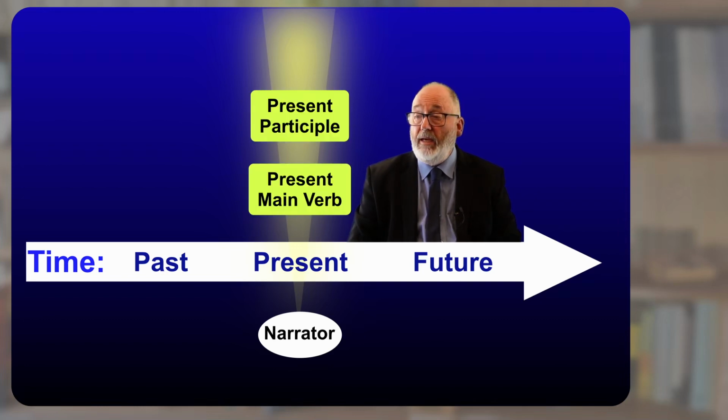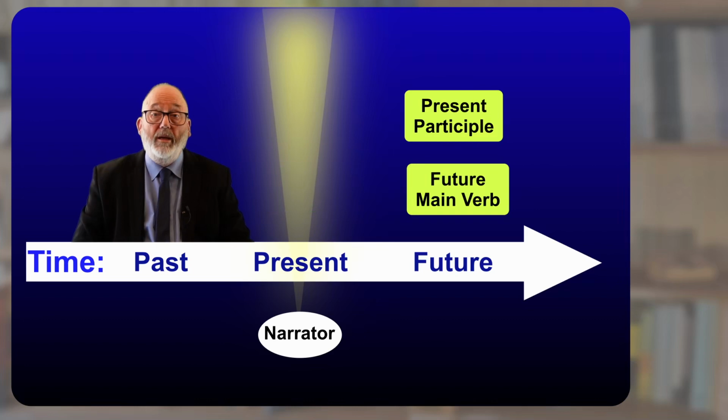You will see that I've indicated the tense of the participle and the tense of the main verb. If the tense of the main verb is present, then the action is contemporary with that of the narrator. If the participle is also in the present tense, it is at the same time as the action of the main verb. If the main verb is in the future tense, then the action of the main verb is future from the perspective of the narrator. And if the participle is in the present tense, it is at the same time as the main verb, so the action of the participle is also in the future.